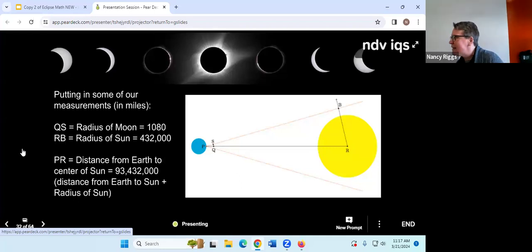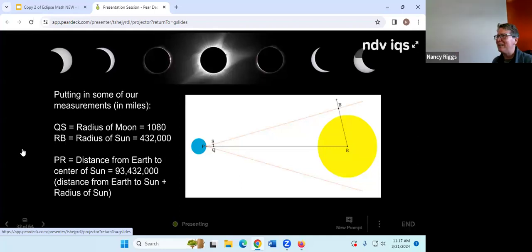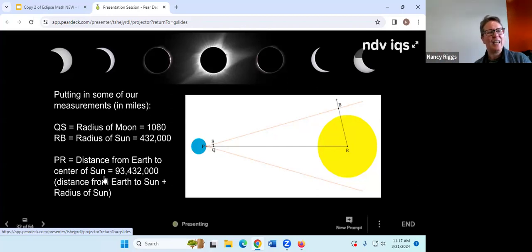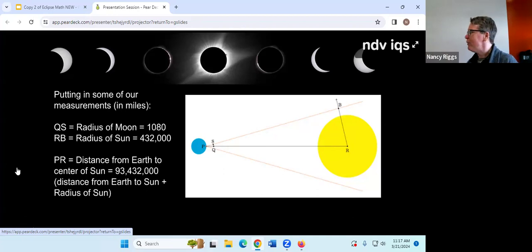So let's put in some of those measurements that we did earlier. So if we remember, the radius of the moon is about 1,080. The radius of the sun is about 432,000. And the distance from Earth to the center of the sun, as you might remember, we've got the distance from Earth to the edge of the sun, and then I'm going to add that radius. So I'm going to get 93,432,000 there. You'll notice I didn't do from Earth to moon because we're going to do that using computations.